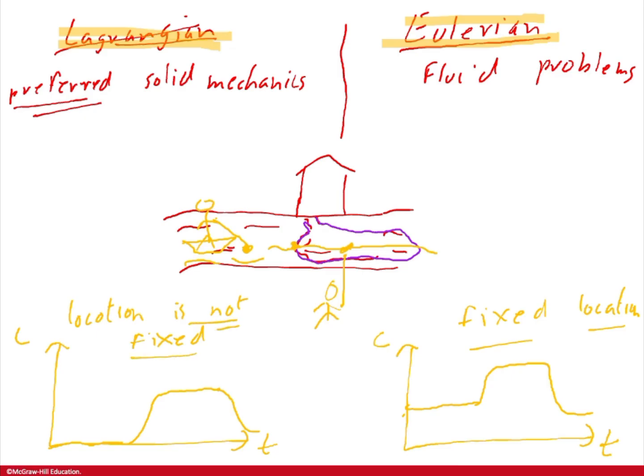Okay, so both of these people are measuring the same pollutant concentration, but they're measuring it slightly differently, right? So this is the main difference in some sense between the two perspectives. Where you are following the stream is similar to following the fluid particle. So this is analogous to the Lagrangian description, and this is more analogous to an Eulerian description.